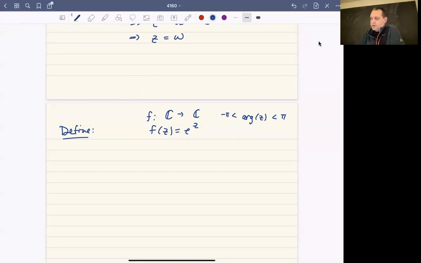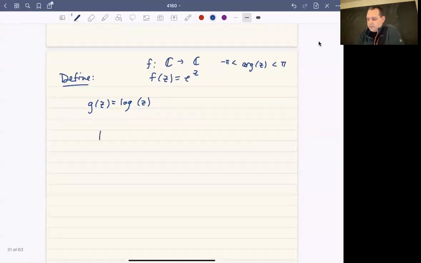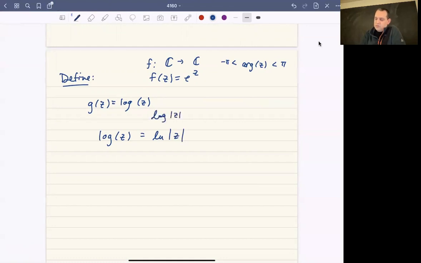And so what we're going to do is define a function which is going to be log of z. And it turns out that this will be the function that will be the inverse of our exponential function. Okay, so log of z. The right way to define the log of a complex number is that we're going to take the natural log of the absolute value of z. Sometimes people just write log for the natural log.